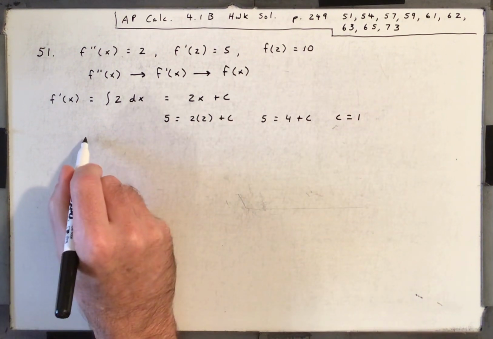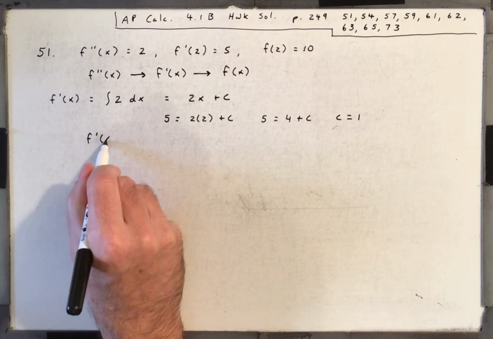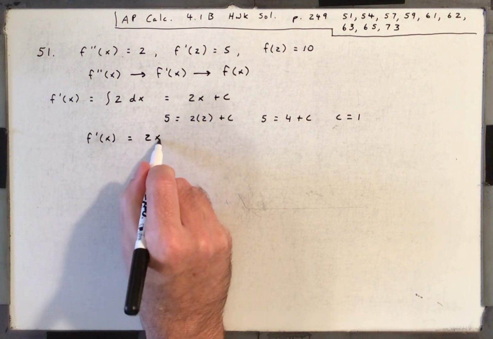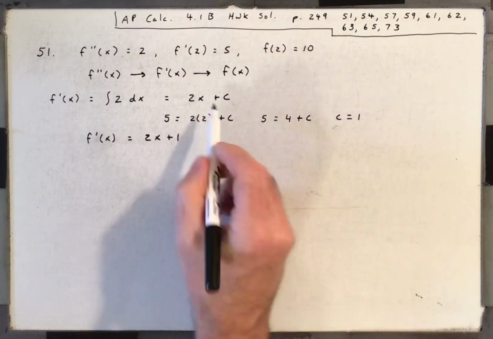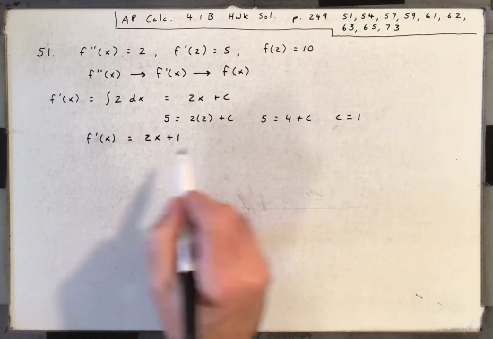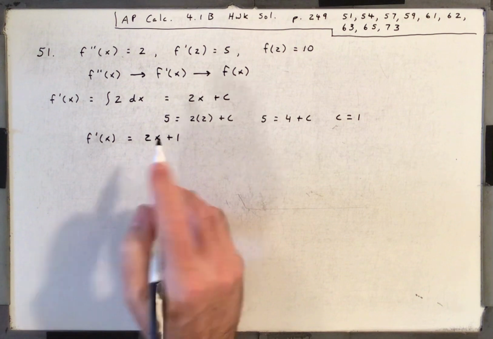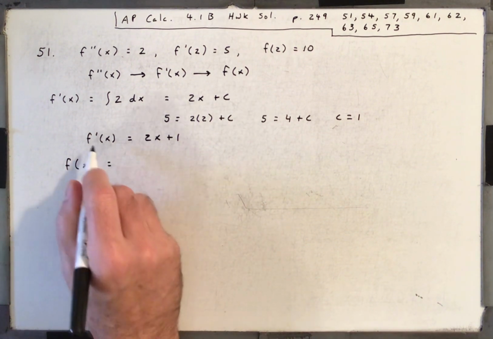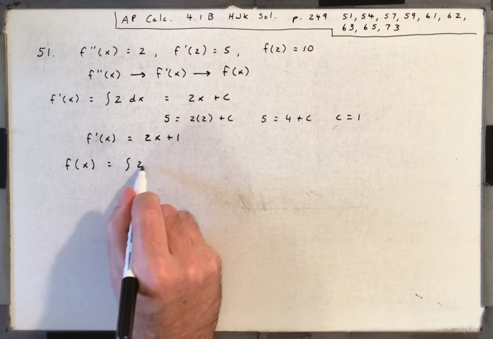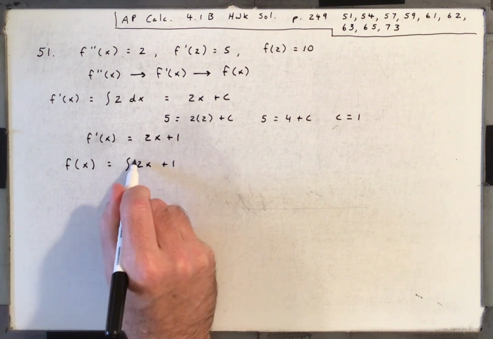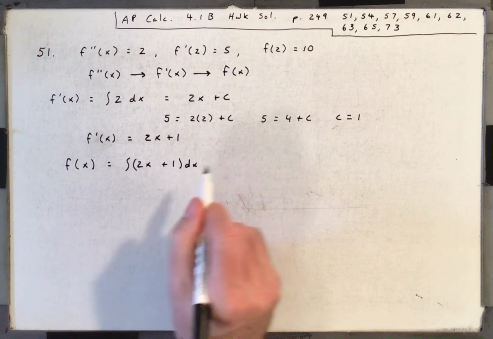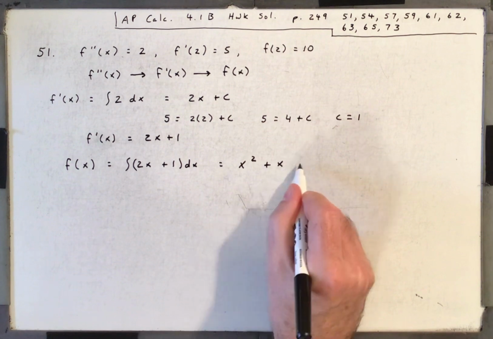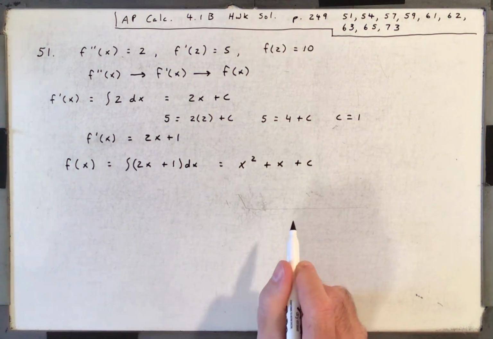So I can get our equation for f prime of x now. It's going to be 2x plus c, c is 1, so 2x plus 1. Now we can get f of x, go up a level by integrating f prime of x. So we're going to integrate 2x plus 1 dx. That's equal to x squared plus x plus c.